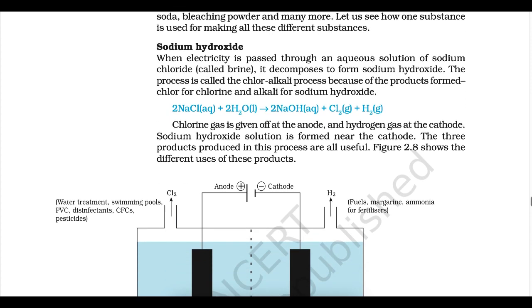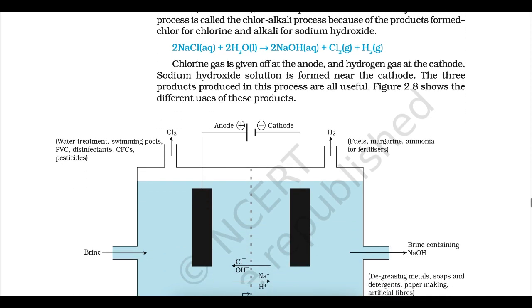Sodium hydroxide. When electricity is passed through an aqueous solution of sodium chloride called brine, it decomposes to form sodium hydroxide. The process is called the chlor-alkali process because of the products formed: chlor for chlorine and alkali for sodium hydroxide. Please refer to the equation.